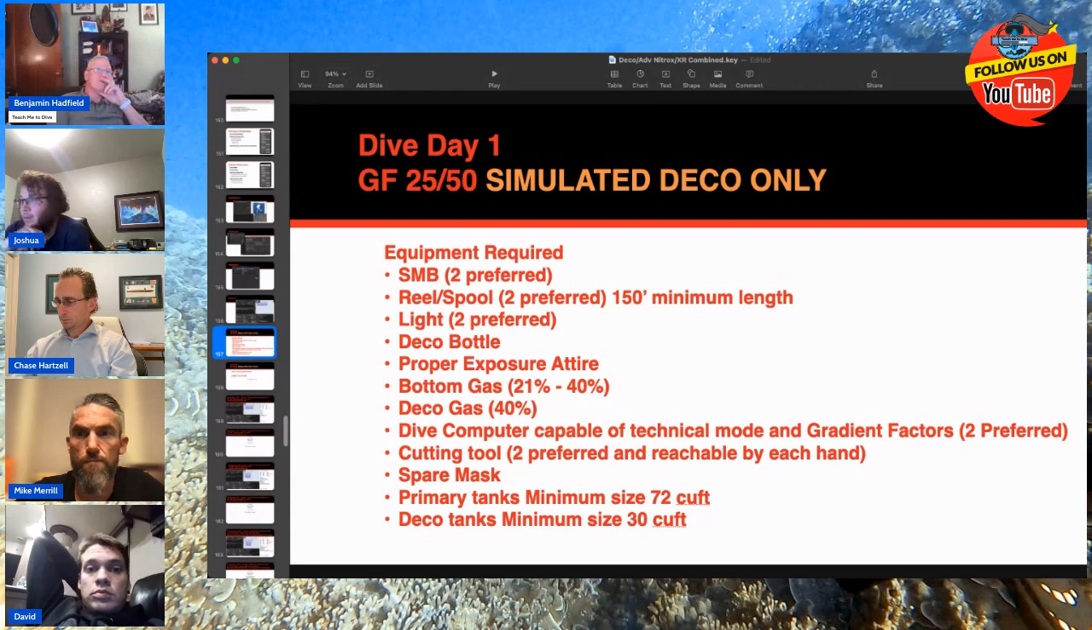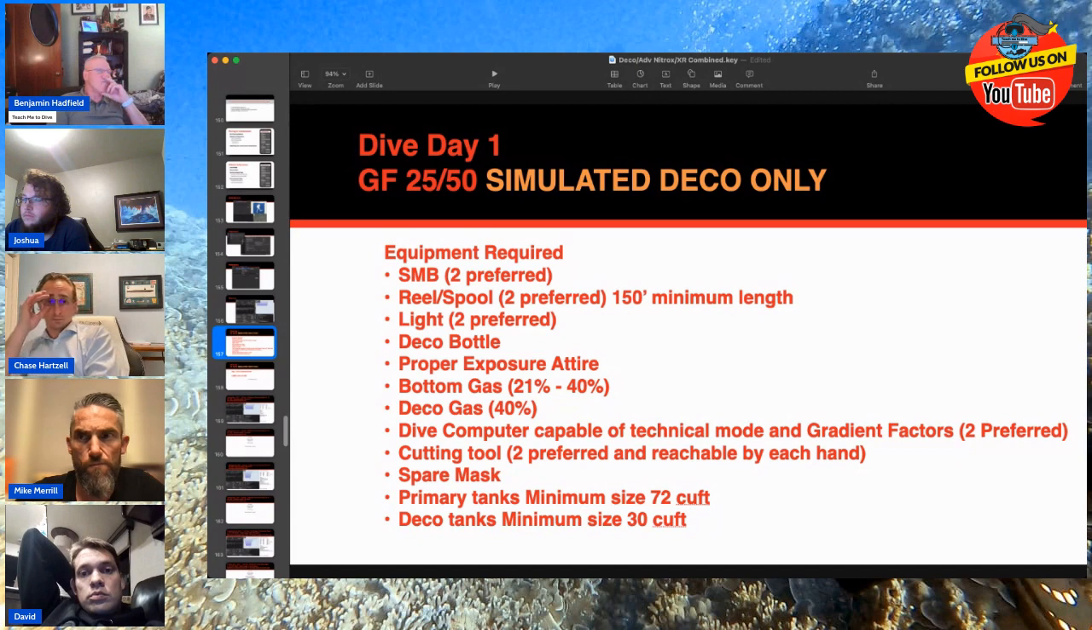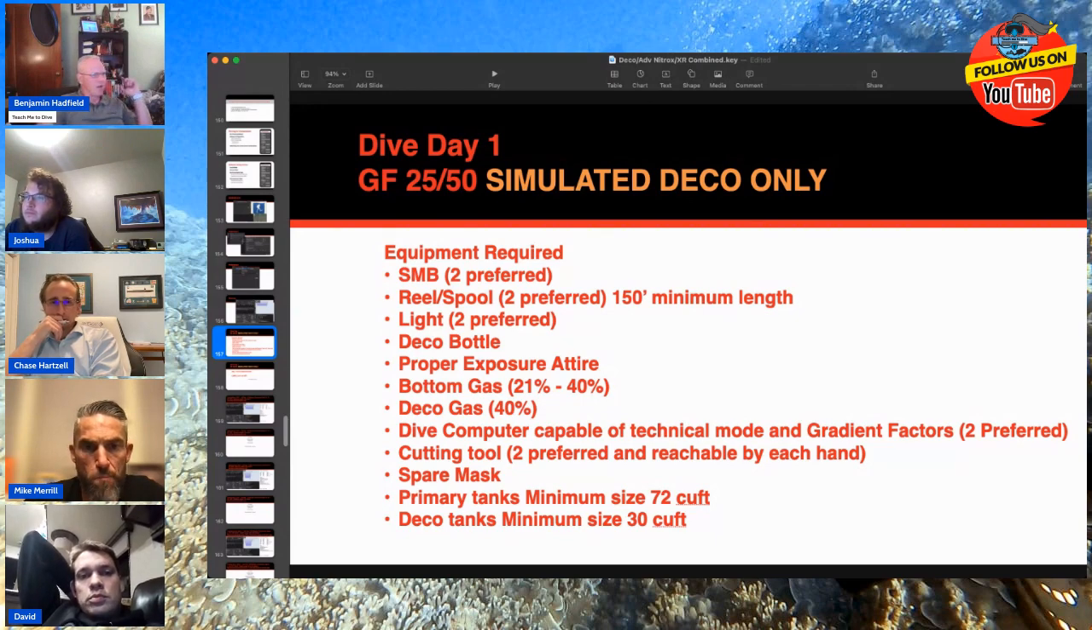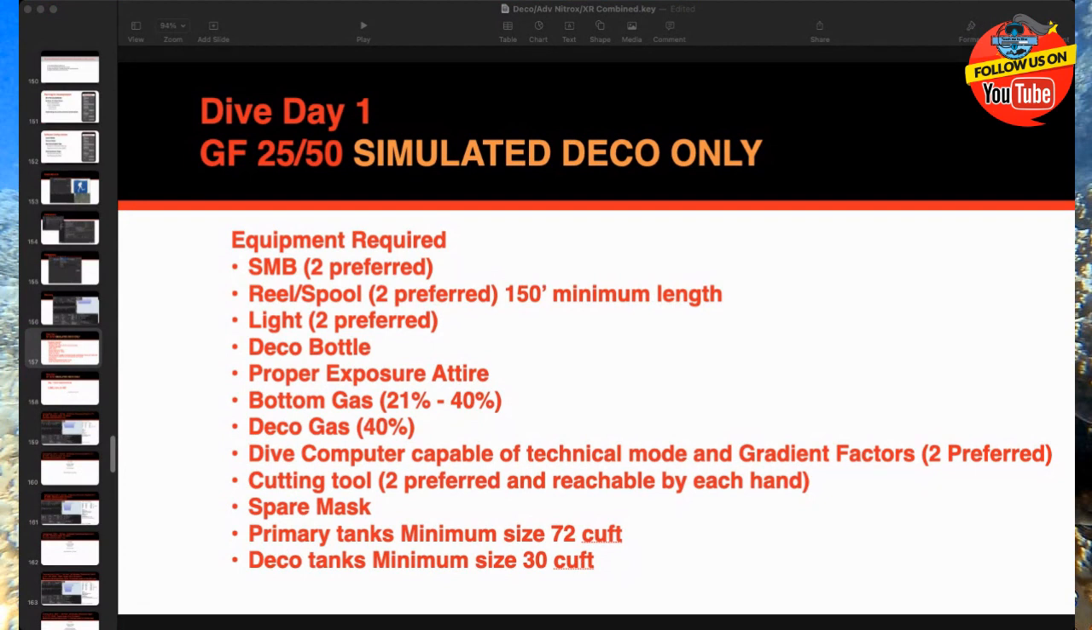So day one, equipment required. You're going to need an SMB, two are preferred. A reel and spool, two are preferred, 150-foot length. You need to have a minimum length as you're deco diving, the length of your spool. Can you guys see my screen? Yeah. Okay, good. The rule of thumb when it comes to spools or reels is that it should be 1.5 times the length of your deepest dive. In our case, you're going to need a minimum 150, but if we're doing a 120-foot dive, it should be 180 feet.